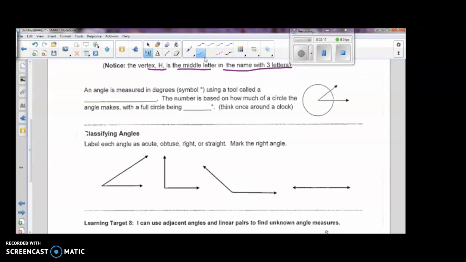An angle is measured in degrees using a tool called a protractor. Again, hopefully you've worked with these before. We won't be doing a ton of direct angle measurement with a protractor, but in just a second I will show you how to use it. A circle has 360 degrees. Think about a cool skateboarding trick: a 360 is all the way around.